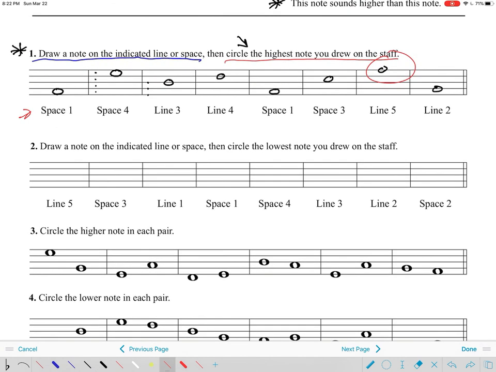Please finish the rest of the worksheet and follow instructions very carefully. Thank you.